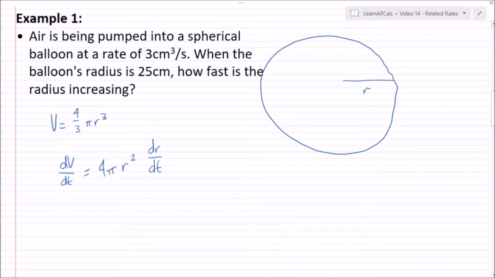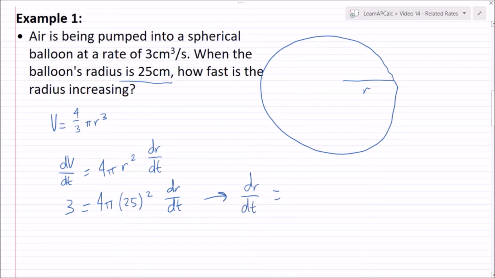And so now I want to plug in my givens into this. Air is being pumped in at a rate of 3 centimeters cubed per second. That's a volume, so I can plug that in for dV/dt. 4 pi, and I'm asking at radius 25 centimeters, so I'll plug in 25 here. And I'm looking for dr/dt. So now I can just solve for dr/dt.